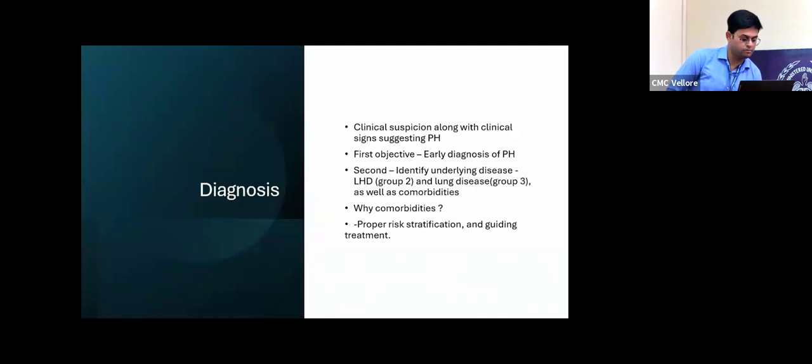So after symptoms and signs, moving on to diagnosis. As we have said, when you have a clinical suspicion of pulmonary hypertension, we move on to look for signs and symptoms. The first objective should be early diagnosis of pulmonary hypertension. The second would be digging down for diagnosis of the associated condition which is causing the pulmonary hypertension and treating them, especially in group 2 and group 3 cases. And finding out the associated comorbidities, because it's very important for risk stratification of those patients and guiding the treatment.